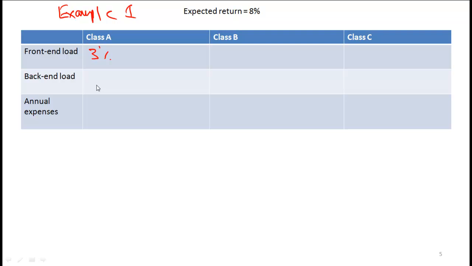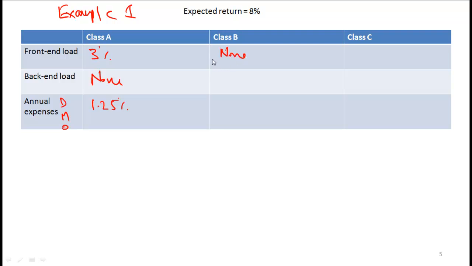As far as the back-end load is concerned, there is no back-end load, and the annual expenses for Class A is 1.25%, and if you recall from before, annual expenses would typically include distribution fees, management fees, as well as other fees. Class B shares have no front-end load.